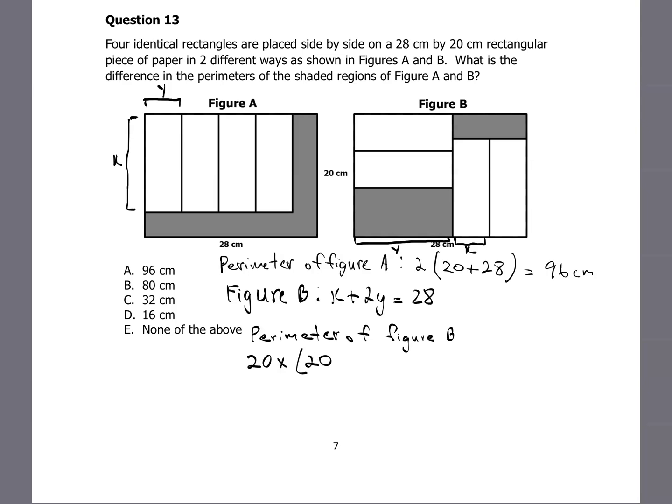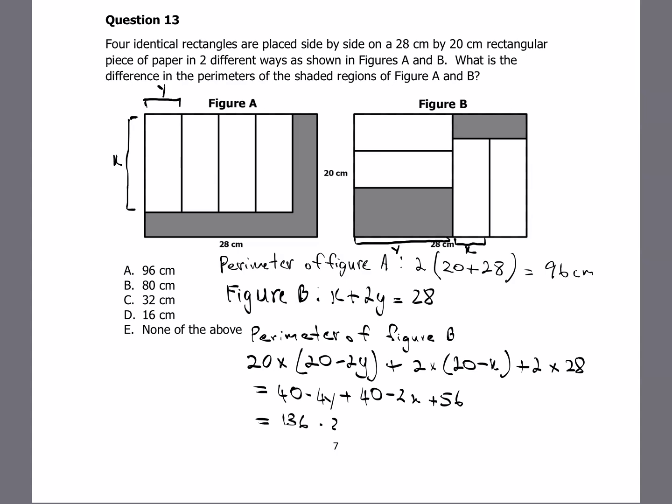2 times 20 minus 2y plus 2 times 20 minus x plus 2 times 28, which equals 40 minus 4y plus 40 minus 2x plus 56, which equals 136 minus 2 times x plus 2y, which should equal 136 minus 2 times 28, as we know that x plus 2y equals 28, which equals 80 cm, which makes B our answer.